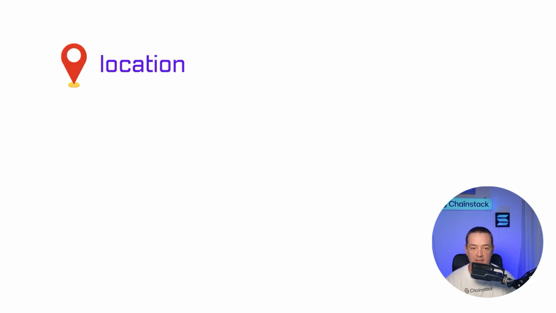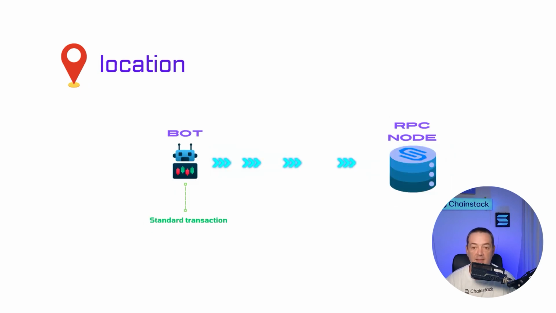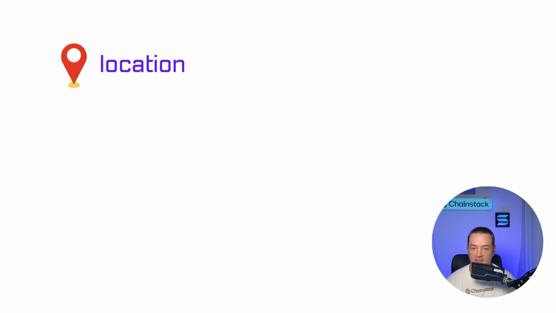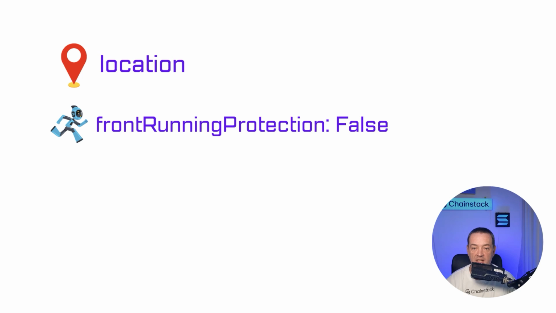First, location is important because you're getting the data feed from an RPC node, and then you're sending the transactions to the node that has the bloXroute gateway installed. I suggest that you select the Chainstack Trader node location which is closer to your bot. Then front-running protection on the transactions sent through the Chainstack Trader nodes is off. It's set to false, it's turned off, it's not used.